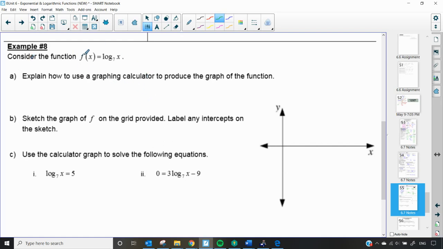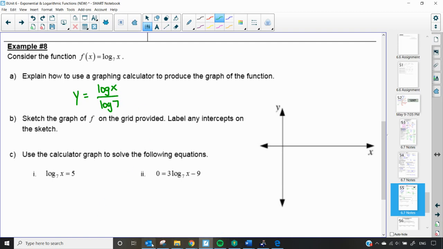So consider the function f of x equals log base 7 of x. If we wanted to put this in our calculator, we have to put it in as y equals. With the newer calculators, you can actually write this in as log base 7 of x and graph it just that way. With the older calculators, we have to put it in as log of x over log of 7.